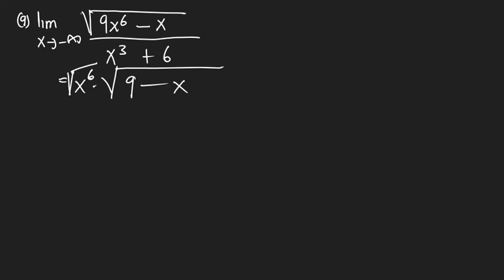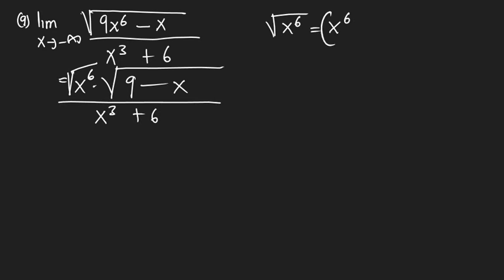First of all, we'll work out whatever is on top. Then this is going to be x cubed plus 6 at the bottom. From there, look at this: the square root of x to the power 6 is the same as x to the power 6 times 1 over 2. So this gives you x to the power 3.